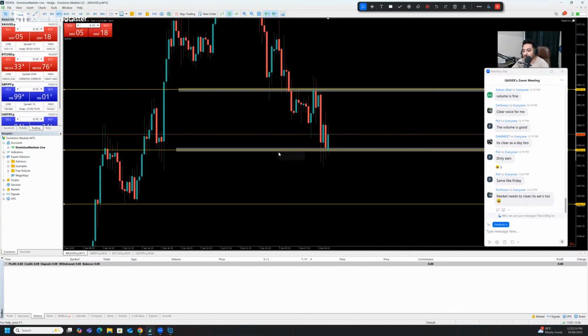Okay, I guess price check, which is 33 dollars. Market needs to clean its ears too. Yeah, exactly. Market needs to clean its ears too.